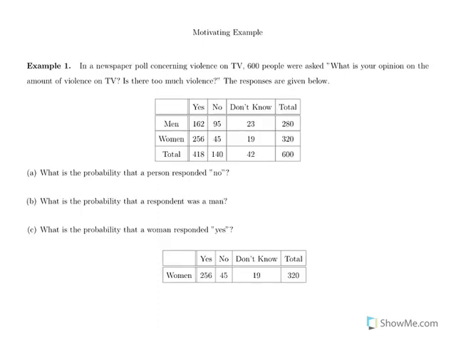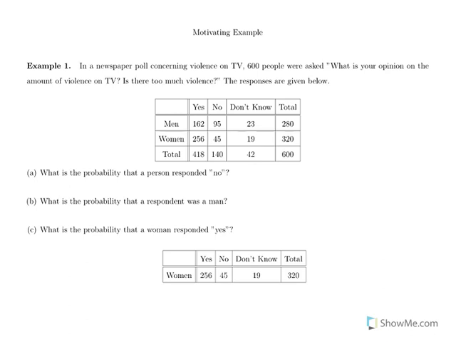So first, let's look at this motivating example. In a newspaper poll concerning violence on TV, 600 people are asked, "What is your opinion on the amount of violence on TV? Is there too much violence? Yes, no, or I don't know." And the responses are given below. Note that the responses are broken up between what men say and what women say, and then the total. So let's just answer some basic probability questions, and then we'll get into the more complex ones with this idea of conditional probability.